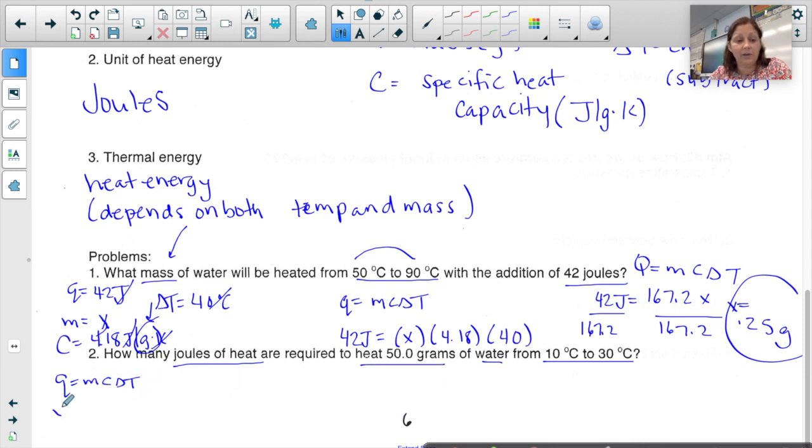My Q is my x. My m is my 50 grams. My c, because I'm talking about water, is my 4.18. And when I subtract my two temperatures, I get my 20. Temperature unit cancels, grams cancel. My unit will come out in joules. Take out your calculator and do the work. I'll wait.